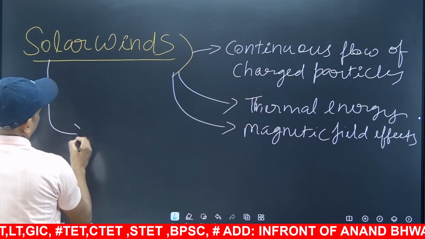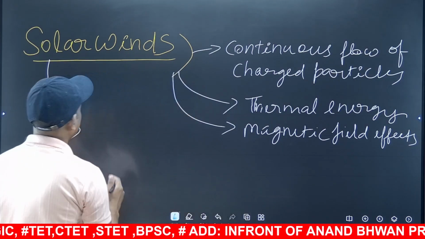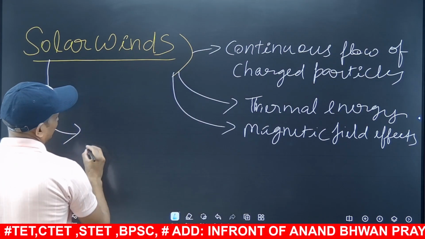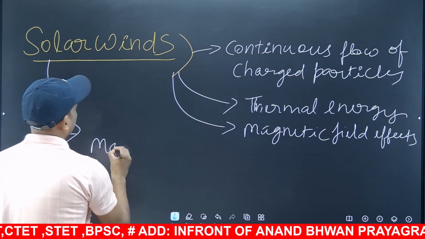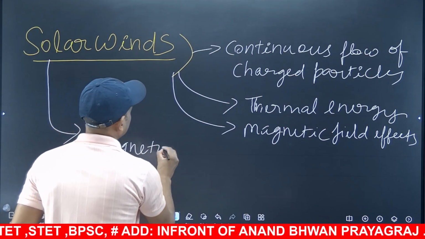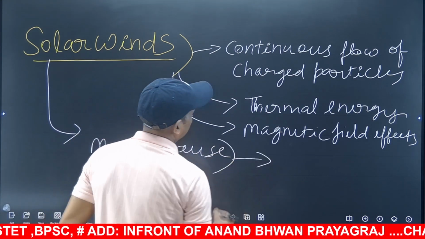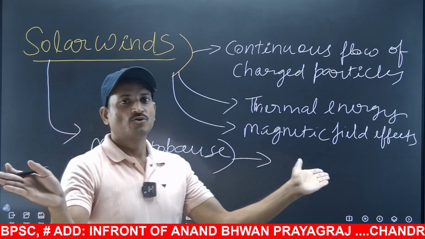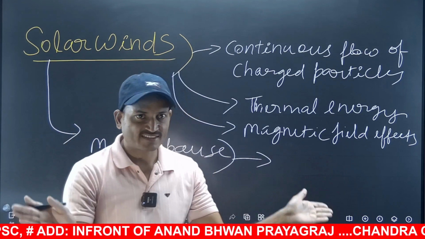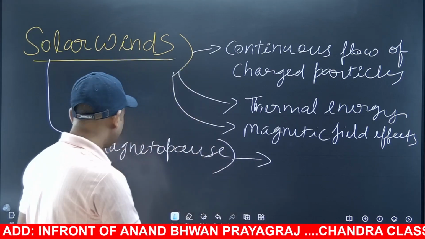when they come towards the Earth and try to enter the atmosphere of the Earth, they are again obstructed and redirected by the magnetopause of the Earth. The outermost atmospheric layer of the Earth, the magnetopause, redirects the charged particles towards the polar regions and protects our Earth from these charged particles of solar winds.